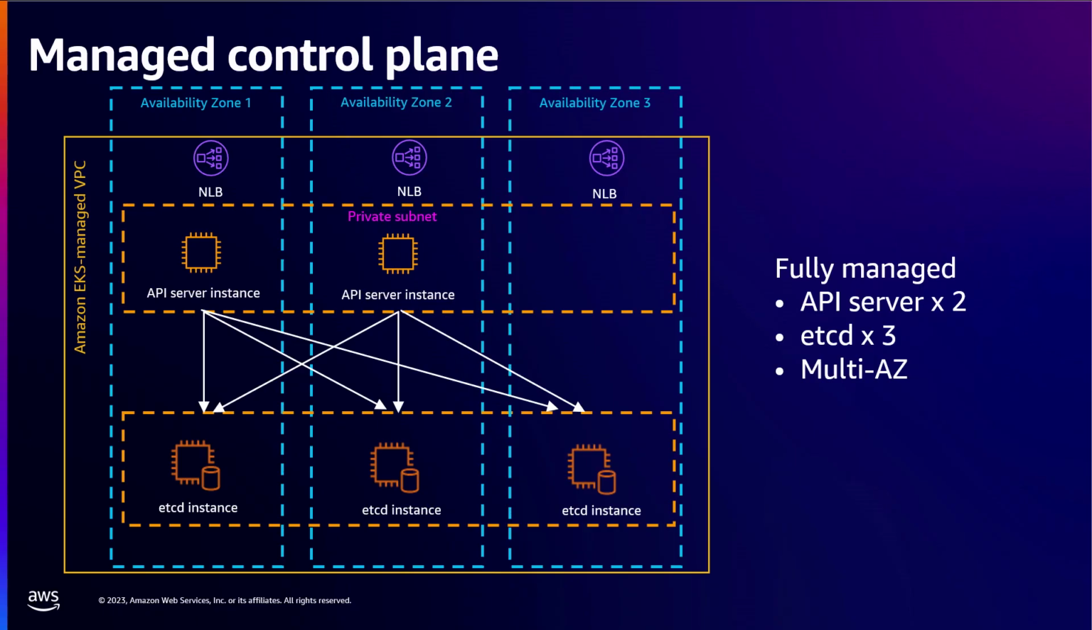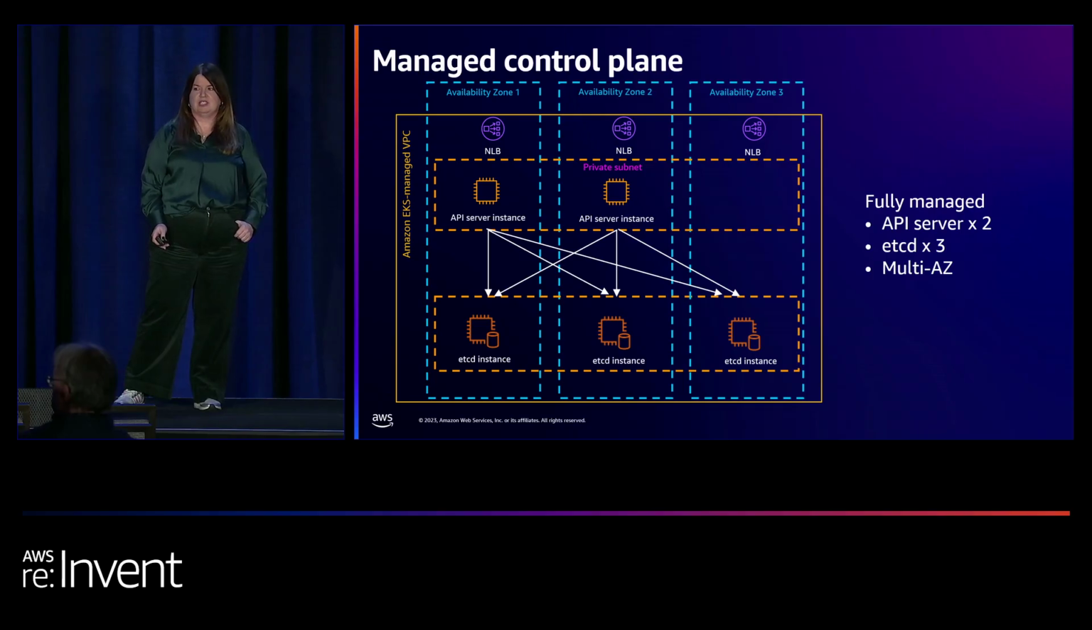EKS started with a managed control plane, as that's the part that customers told us that they had the most problems with, upgrades being a particular pain point, but also scaling it and making it resilient. So how does EKS help with that?